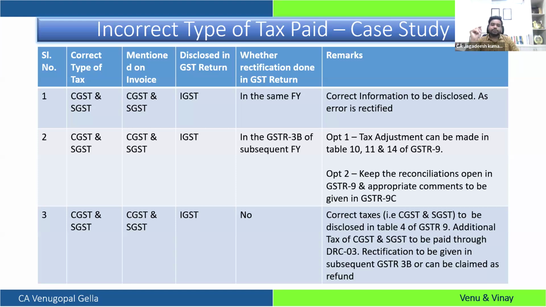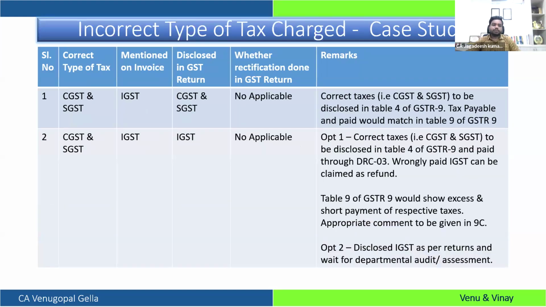So for this, you need not pay any interest as per section 77. In case of wrong payment of tax, there is a separate section called section 77. In that case, you need not pay any interest on this wrong payment of tax.